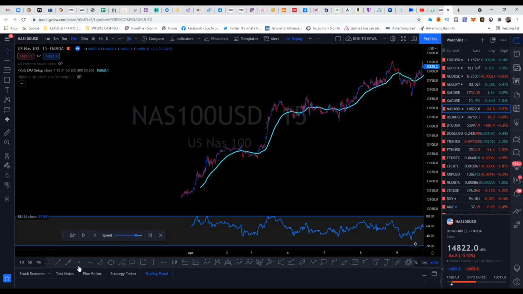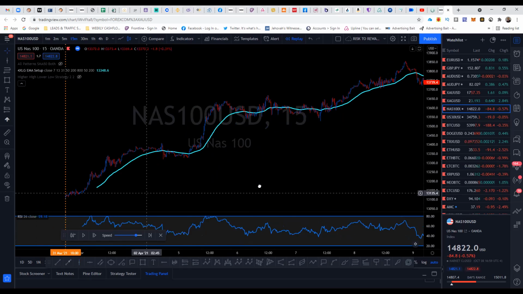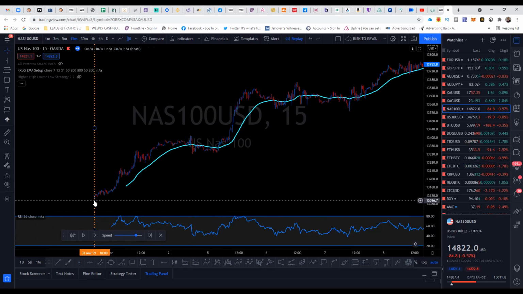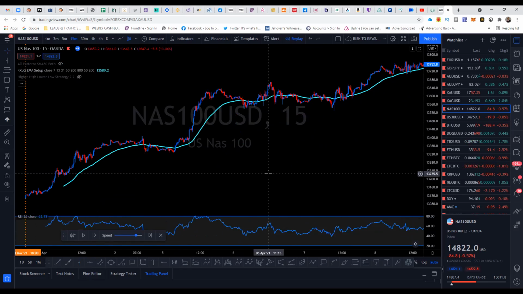So the first thing we do is we take not a horizontal line, we take a vertical line and place it here. That way, once we start marking up the 30-minute to the 1 hour, we can see where we started. Okay, so that way we have an idea where price is at. So that's the first thing we start to do.